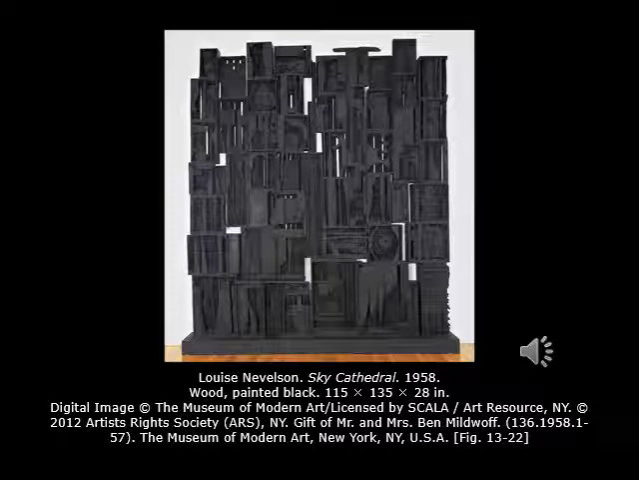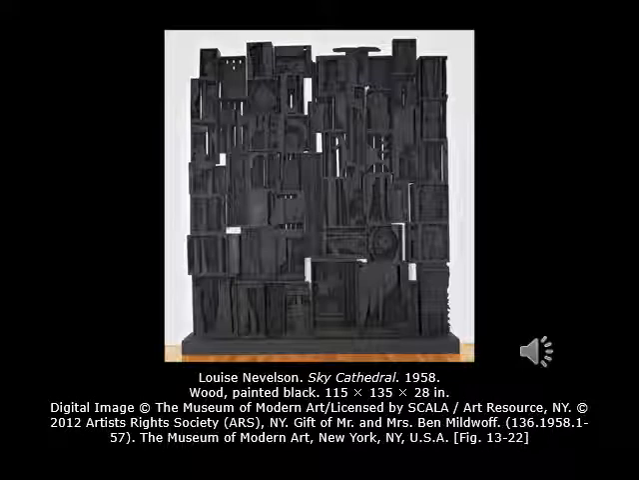So Louise Nevelson created Sky Cathedral, 1958. She is one of the few very famous women sculptors. She uses collected or found items on the street, repurposes them, basically cuts them down, rebuilds them into a grid-like structure. Then she paints it all black to unify the piece itself.